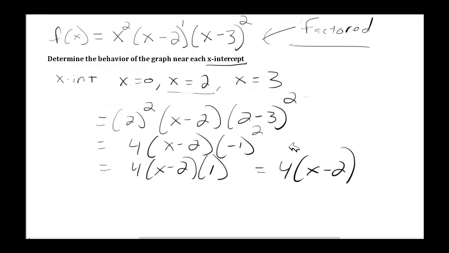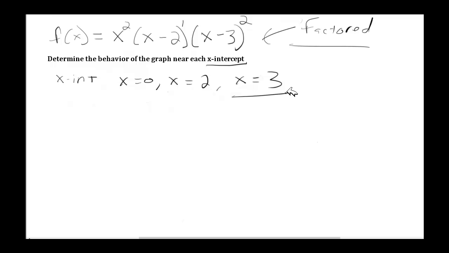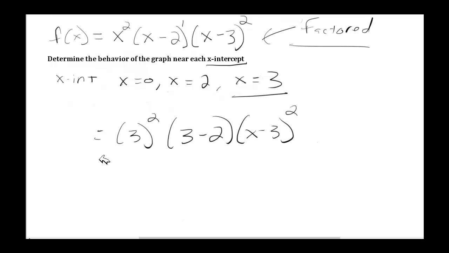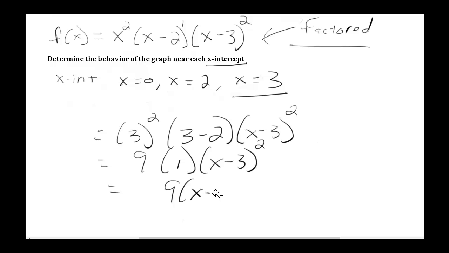Okay, last one. Let's see what happens around 3. So again, plugging 3 in for all x's except the one that would cause it to 0 out. And here I get 9 times 1, x minus 3 squared. So around this x-intercept, it's going to behave like a quadratic function that opens up.